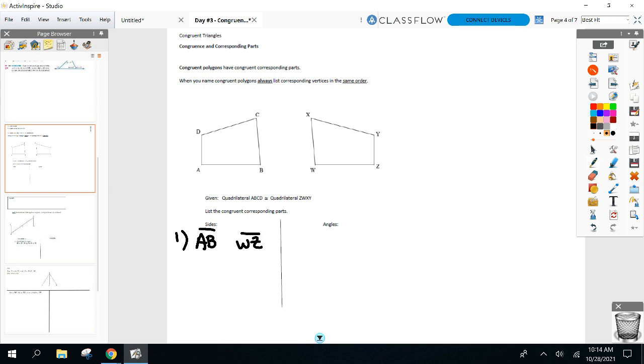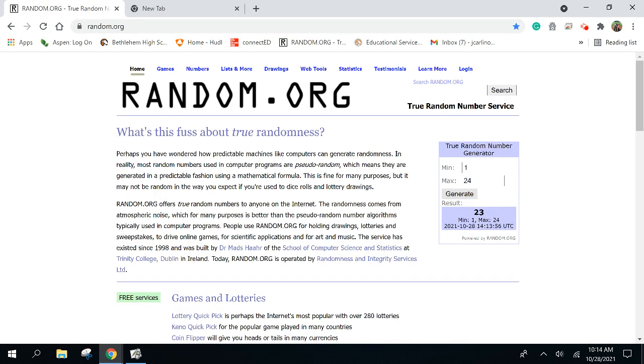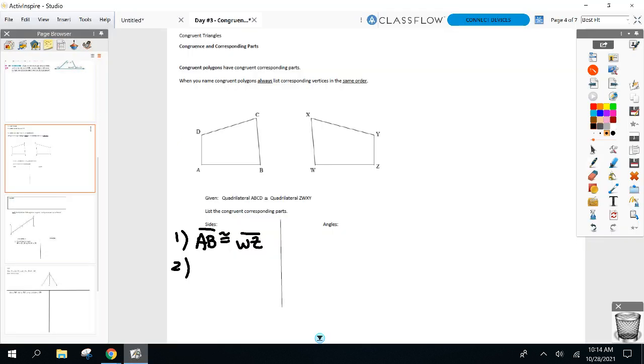Now, because these two figures are congruent, so are these sides Lucy just gave me. When the figures are congruent, so are the corresponding parts. So AB and WZ are congruent. All right, let's keep going. Give me another pair of sides that match up. DA and ZY. Good, I like it. So DA and ZY match up, so they're congruent. All these parts are congruent to each other if the figures are congruent.